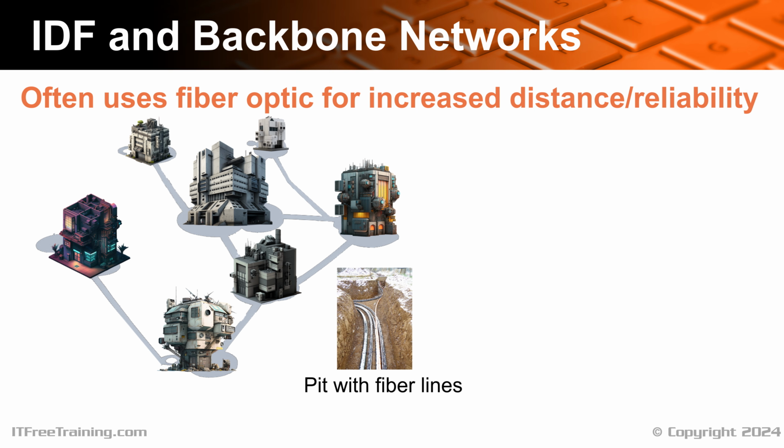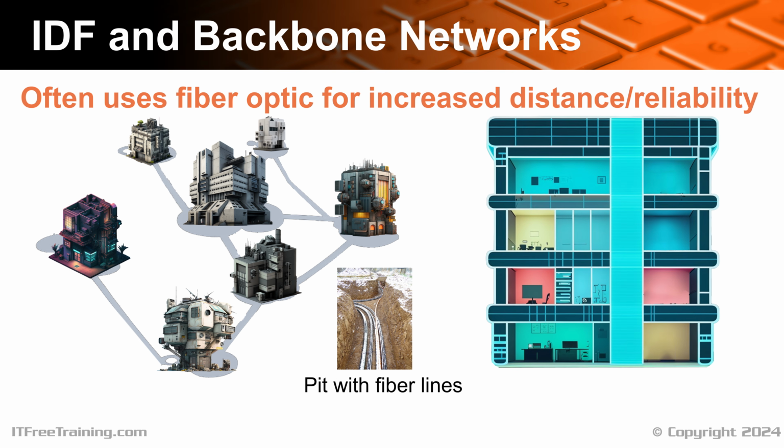The fiber is run through pits which need to be dug between each of the buildings. Often extra services may be included since it costs money to dig such pits, for example including electrical and phone lines. In each of the buildings there will be an IDF. Each time the network packets reach an IDF, the packet data gets recreated and forwarded to its next destination. These connections may be referred to as a backbone.